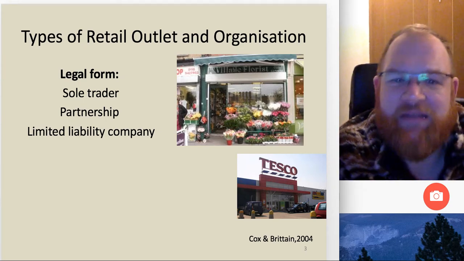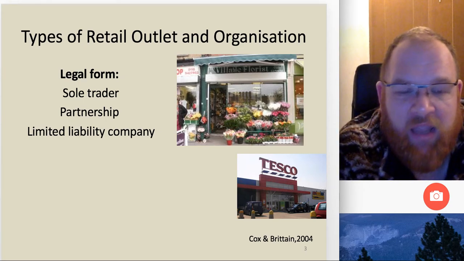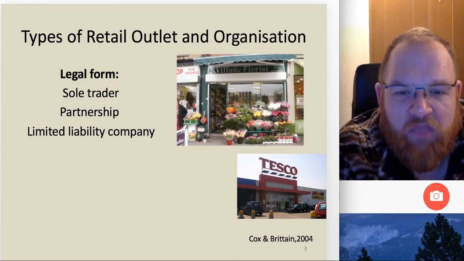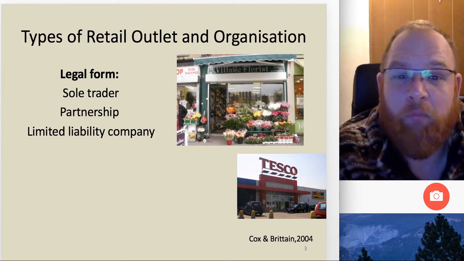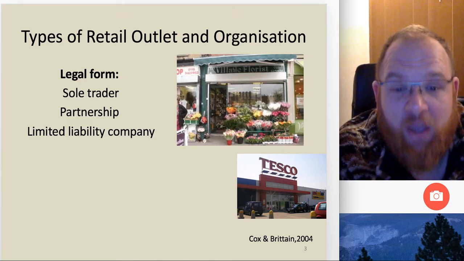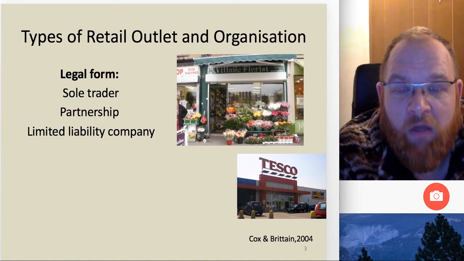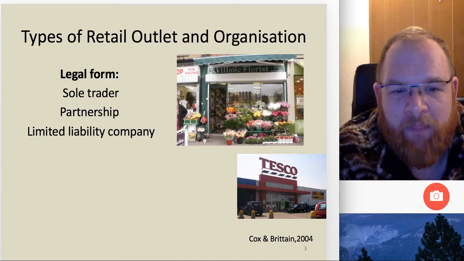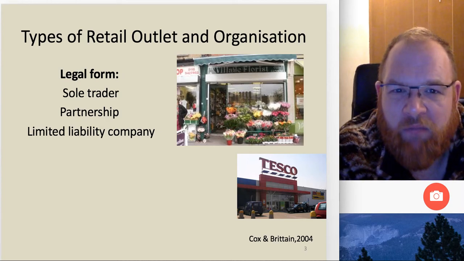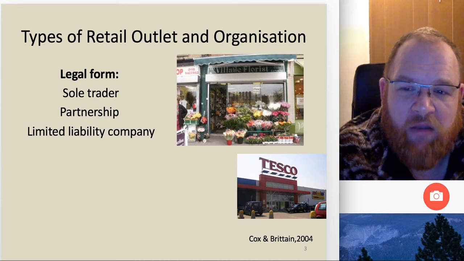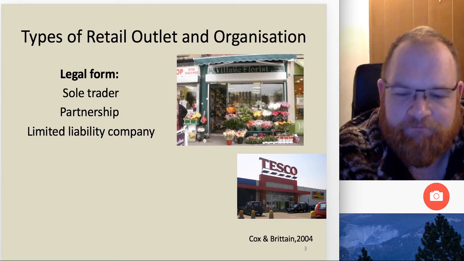A limited liability company would be a limited company that is usually formed, and it can be one person behind it. It can be 100 people behind it, but it's where the company is privately owned by a group of shareholders. Then you have larger companies, public limited companies, which are actually floated on the stock market, and their shares can be traded up and down.